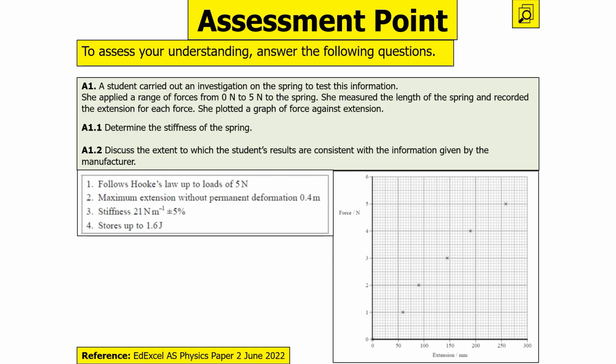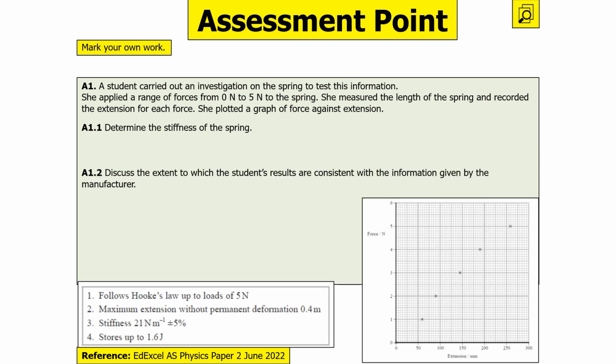The next question says, a student carried out an investigation on the spring to test this information. She applied a range of forces from 0 newtons to 5 newtons to the spring. She measured the length of the spring and recorded the extension for each force. She plotted a graph of force against extension, determined the stiffness of the spring, and discussed the extent to which the student's results are consistent with the information given by the manufacturer. So pause the video now, then unpause the video and you'll want to go through your answer.